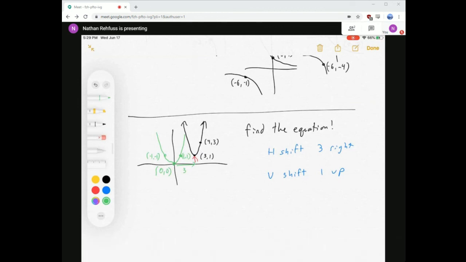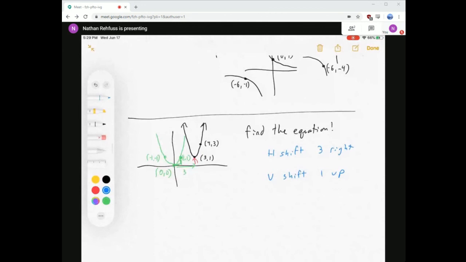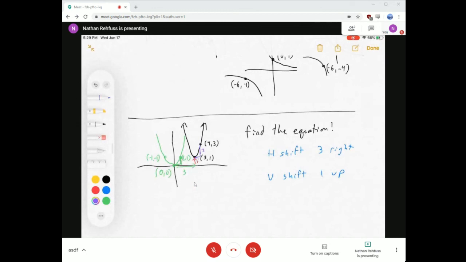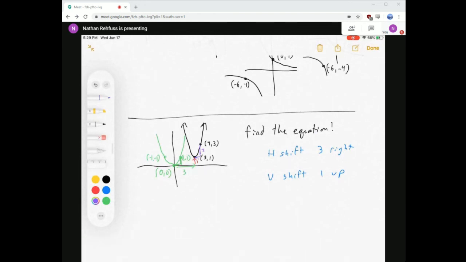So on the basic parabola, I go 1 to the right and 1 up. But over here, I went 1 to the right and 2 up. What that indicates to me is that this thing has been stretched vertically. It's twice as tall as it used to be. So I'm going to say my last transformation is a vertical stretch times 2.